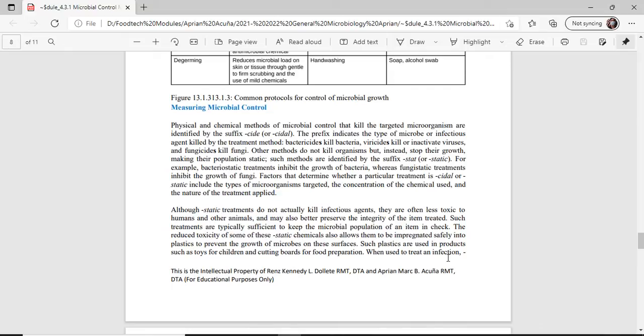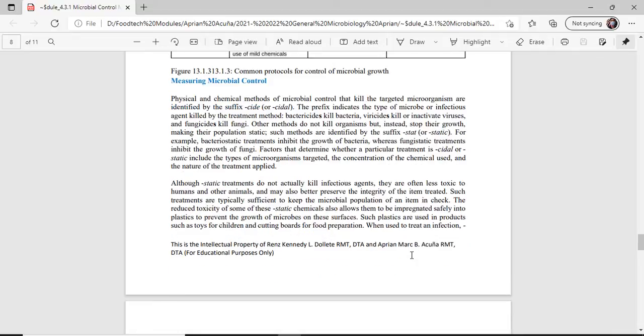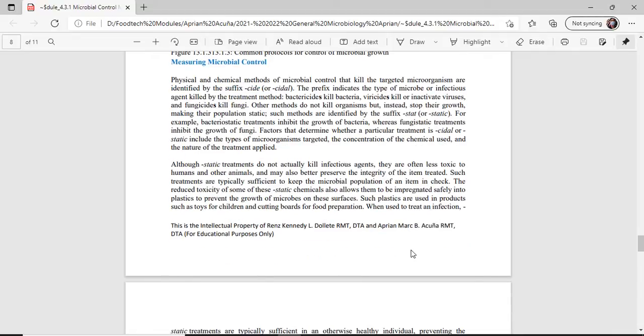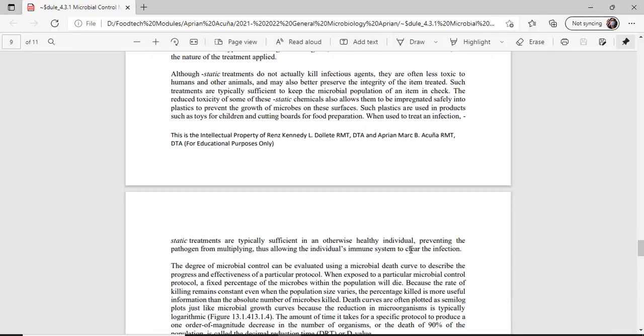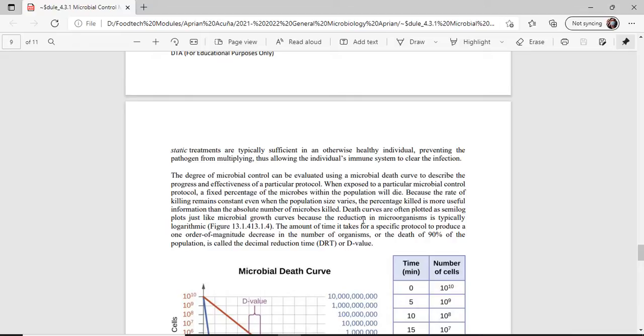The reduced toxicity of some static chemicals allows them to impregnate safely into plastic and to prevent the growth of microbes on other surfaces. Such plastics are used in products such as toys for children and also cutting boards for food preparation. When used to treat an infection, bacteriostatic treatments are typically sufficient in otherwise healthy individuals, preventing the pathogens from multiplying, thus allowing an individual's immune system to clear the infection.